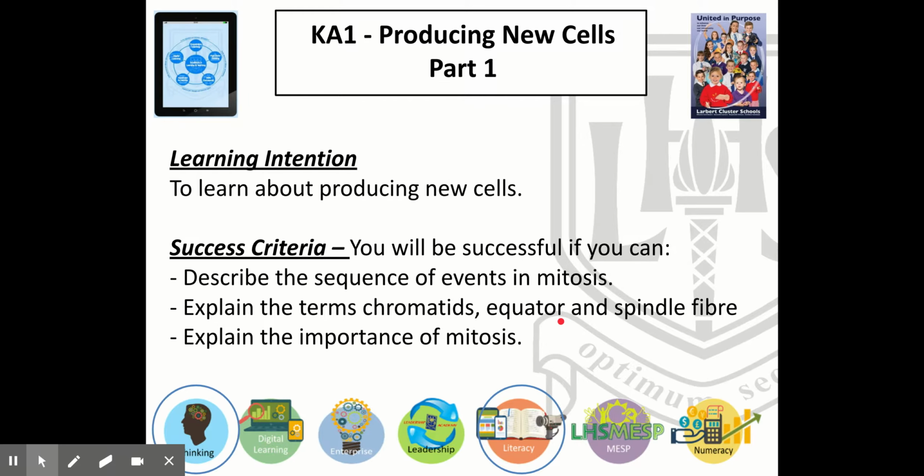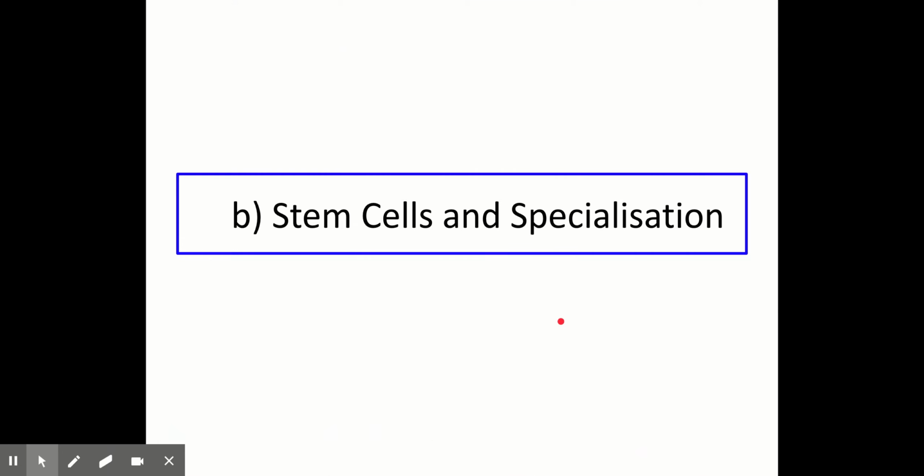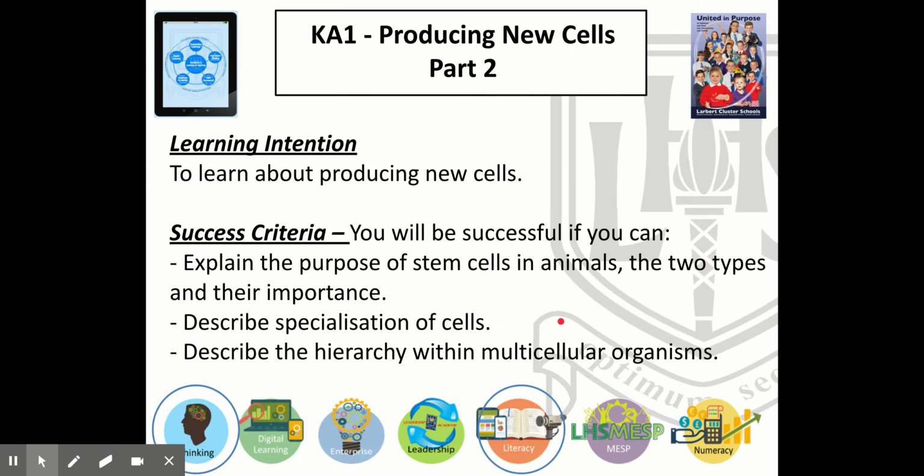Okay, so basically what we're going to do is move on now and have a wee look at stem cells and specialisation. So we've just finished having a look at mitosis. So in this part, you'll be successful if you would be able to explain the purpose of stem cells in animals, describe the two types of stem cells and their importance, describe specialisation of cells, and finally describe the hierarchy within multicellular organisms.